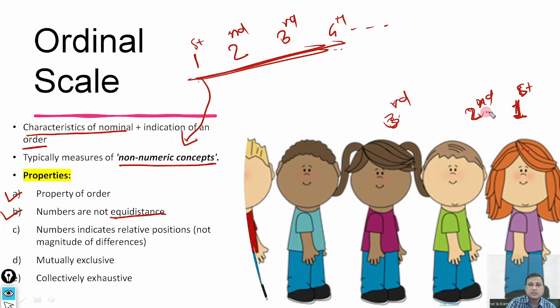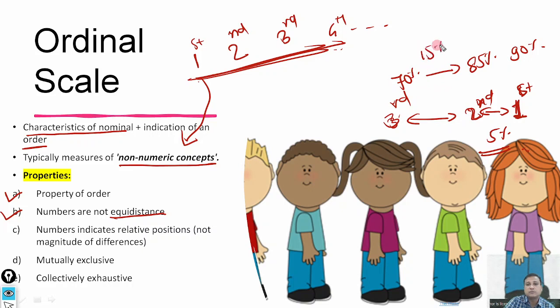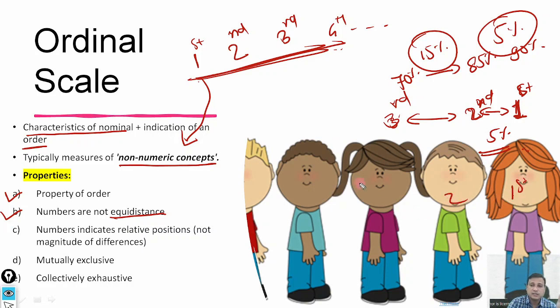Now, is there equal distance between these three topper students? If the first student has got 90%, the second student has got 85%, so the gap between these two is actually 5% only, but the third student has got say 70%, then the gap between these two is 15%. So there is no equal distance between two numbers. It has nothing to do here. They are simply numbers. He is first, he is second, he is third.